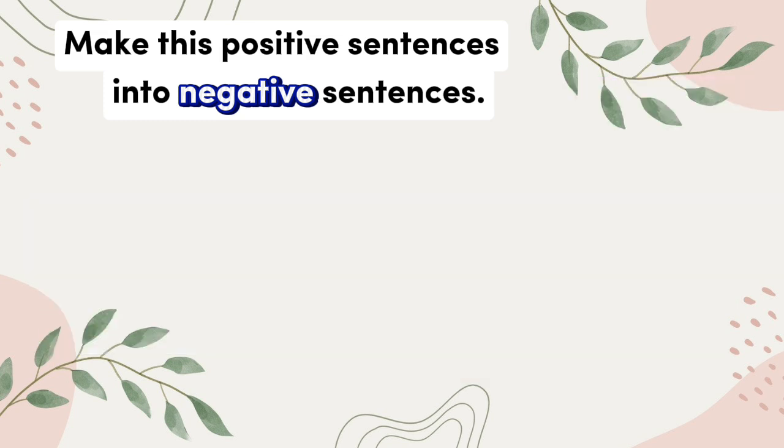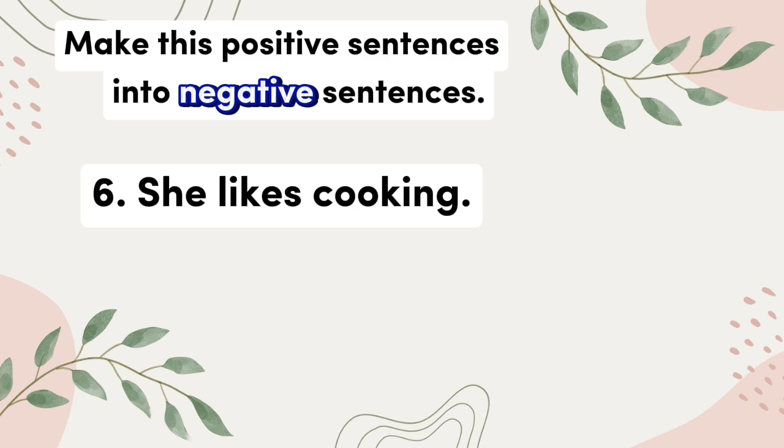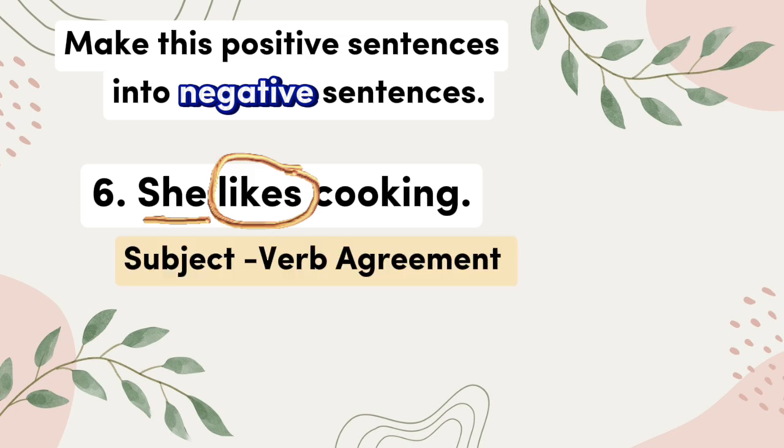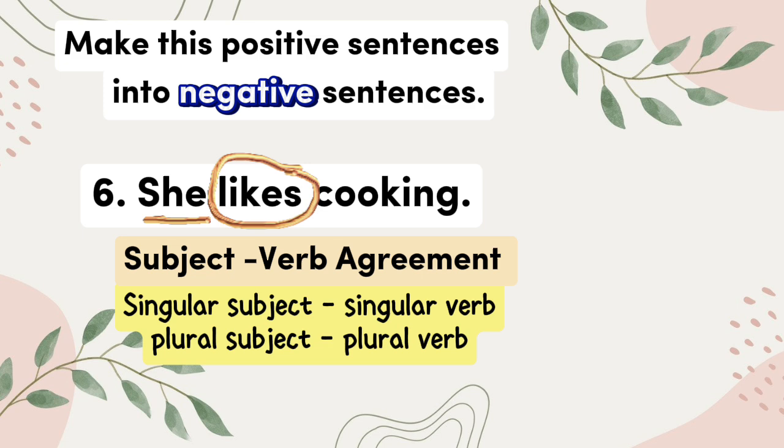Now, let's go to number 6. She likes cooking. Our subject here is she, and the main verb is likes. Likes because the subject, she, is singular. In the rule of subject-verb agreement, if the subject is singular, the verb should be singular. If the subject is plural, the verb should also be plural. So in this case, like can be singular by adding s, likes.